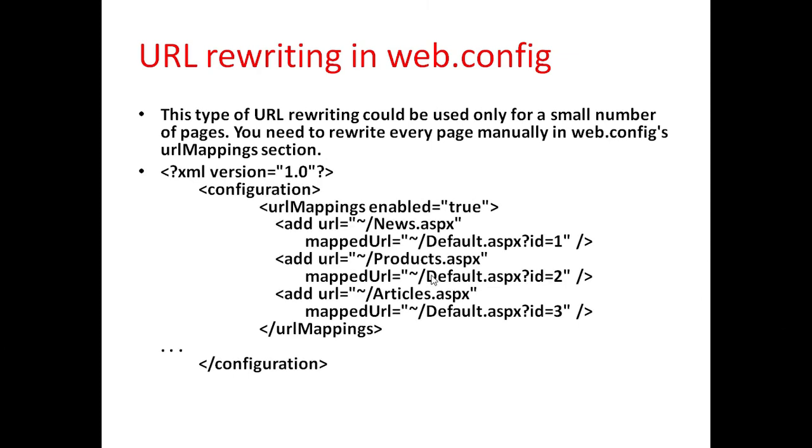Here, under the configuration section, we will write urlMappings enabled equal to true, and we will add url equal to news.aspx, and mappedUrl will be default.aspx?ID=1.